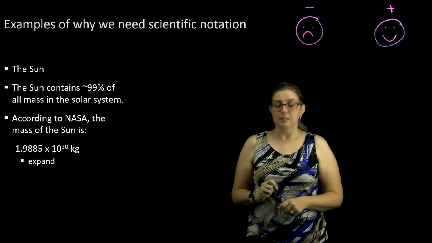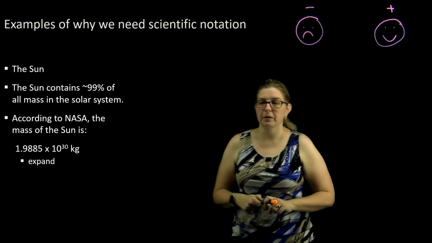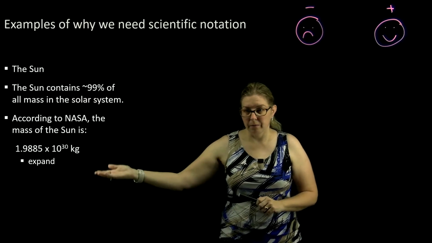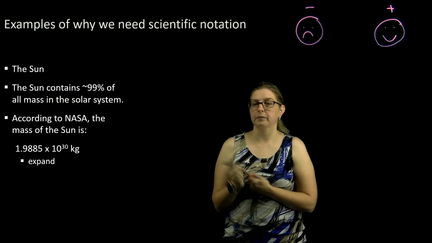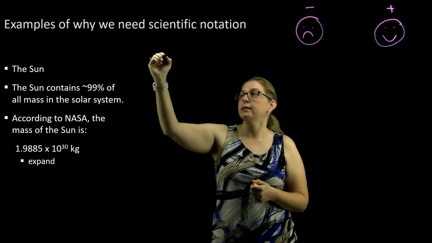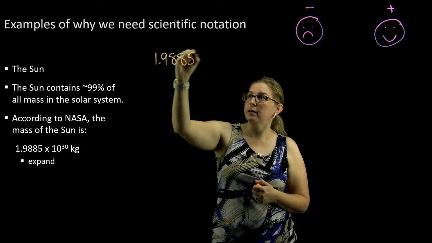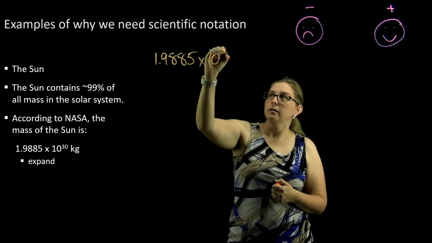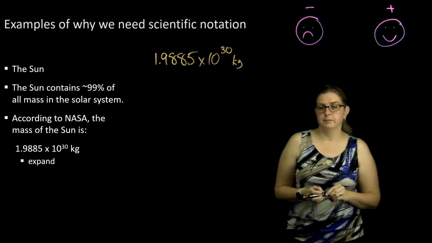Yes. So in numbers, again, because we're doing scientific notation, we have 1.985 times 10 to the 30. Okay, so let's write that down. 1.9885 times 10 to the 30. Always remember your units, kilograms.